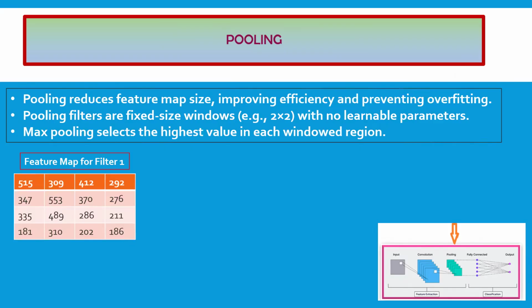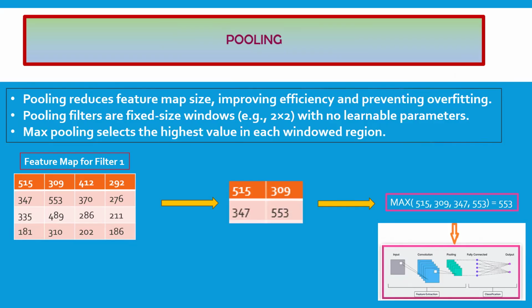We begin by placing a 2 by 2 max pooling window on the top left corner of the feature map. Suppose the values in the window are 515, 309, 347, and 553. The maximum value among these is 553. So that's the value we keep. We then slide the window across the feature map, typically with a stride of 2.